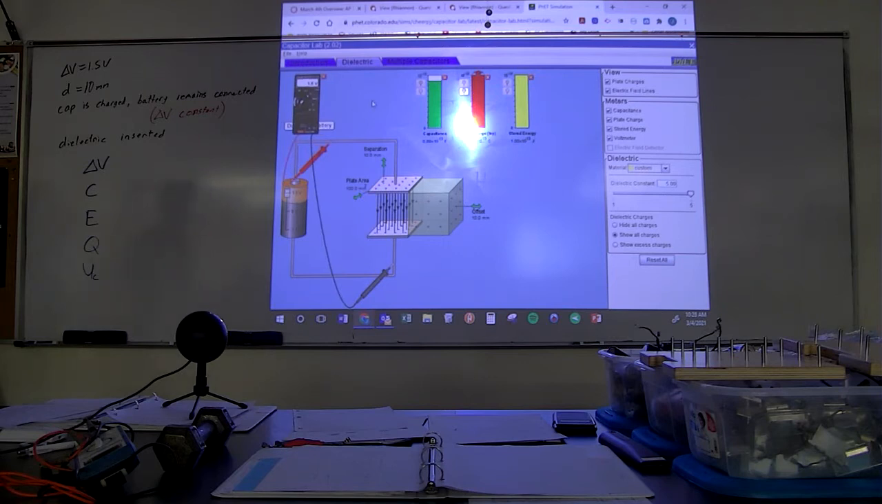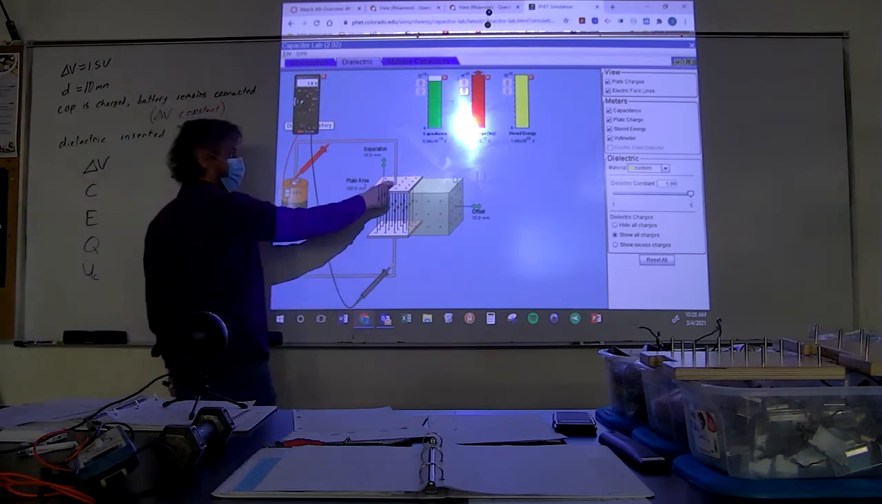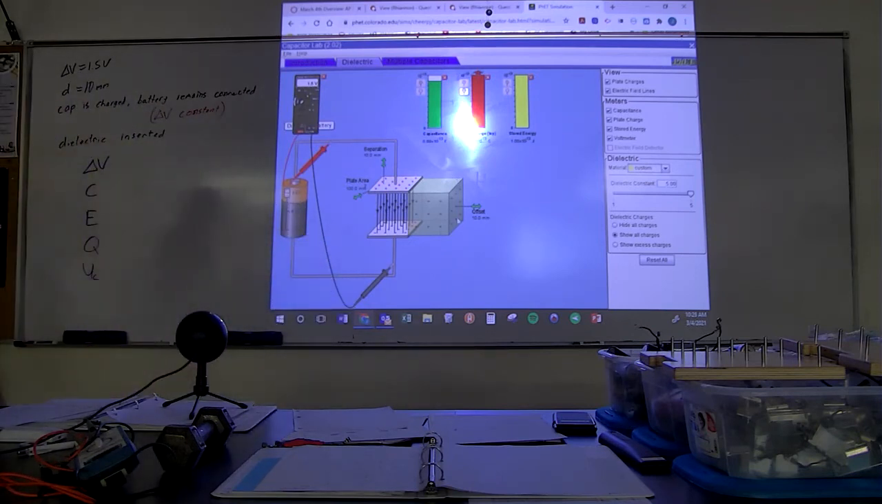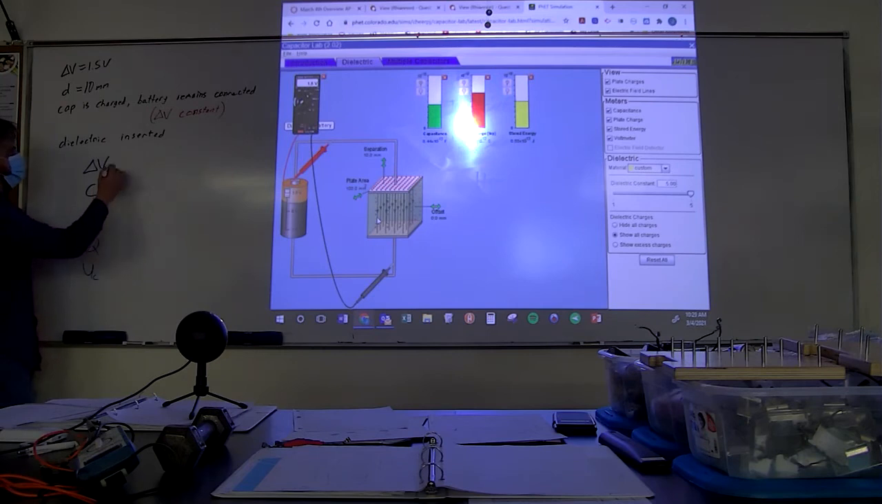And we will keep the battery connected, so delta V is going to be constant. Right? The positive plate of the capacitor is going to be at the same potential as the positive terminal of the battery, regardless of what I do with the dielectric. And so I take the dielectric and I slide it in, and the capacitance increased. I have to change the scale. The capacitance, the plate charge, and the stored energy all increase. So why is that? Well, the potential difference stayed the same.